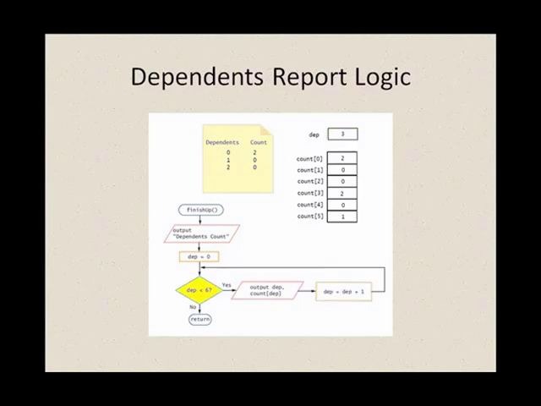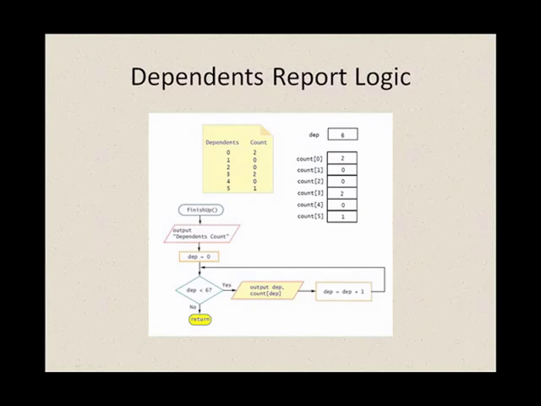It's less than 6, so you output 3 and the value of count 3, which was 2 employees. Add another 1 to dep. It's now 4. It's less than 6, so you output a 4 and count 4, the value of which is 0. Dep becomes 5. It's still less than 6, so you output a 5 and count 5, which is valued at 1. Dep becomes 6. Now it's not less than 6, and you're ready to end this module and end the program.